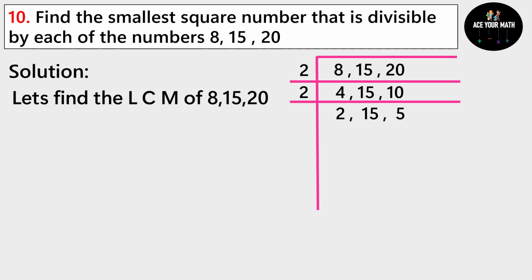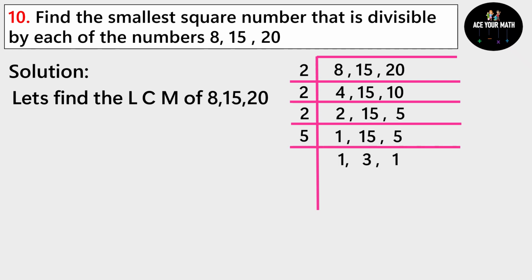Right? Now again 2 is there, so again divide it by 2. Now 2 will become 1, and 15 and 5 will remain as they are. Now 15 and 5 are both divisible by 5, so write 5 and divide both of them by 5. So 15 will become 3, and 5 is divisible by 5, so it will become 1. Now in the final step, you divide this by 3.